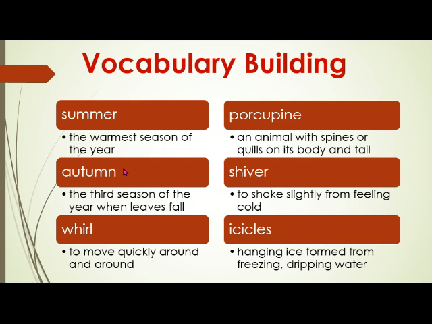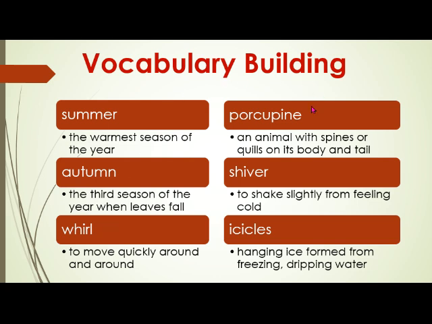A lot of times, instead of calling this season autumn, we will call this season fall, kind of like the leaves that are falling. Our third vocabulary word is whirl. Whirl means to move quickly around and around. Maybe you haven't heard the word whirl before, but you've heard the word swirl. They're very similar. They're synonyms. They have the same meaning.